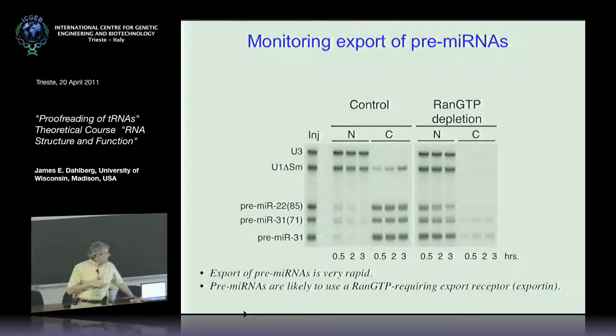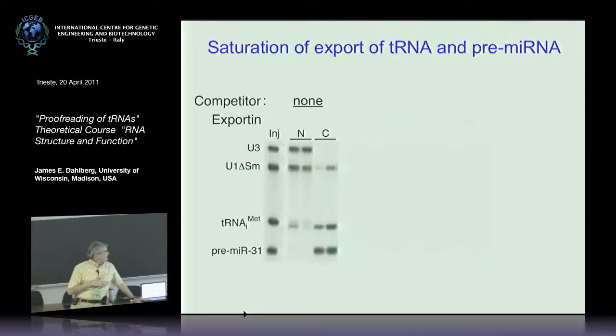So now we can ask questions about what is it that is actually carrying these precursors into the cytoplasm. I already gave you a hint about this in an earlier slide. This is just, again, a repeat of the same kind of injection experiment. The controls up here. Here we used a mixture of a tRNA, Met-I, and pre-miR 31. That's just a precursor of microRNA 31. And both of these RNAs get into the cytoplasm very rapidly.